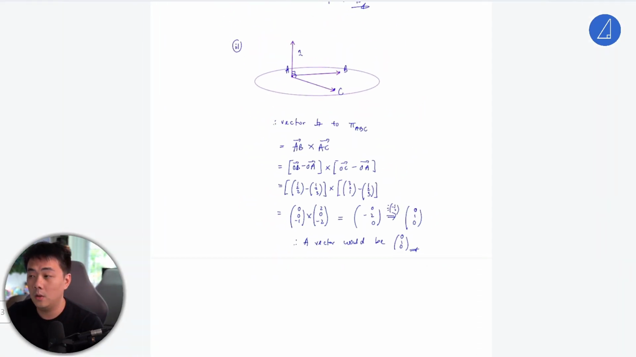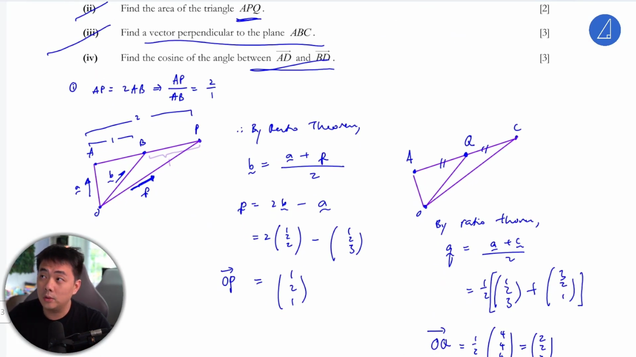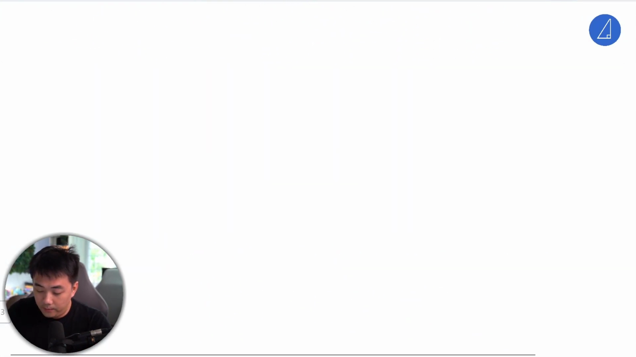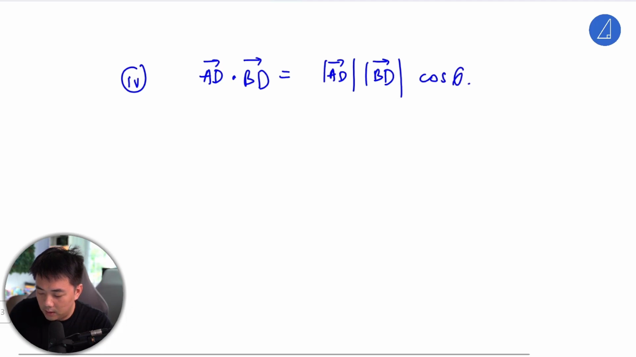Okay. Finding the cosine of the angle between AD and BD. So just use the dot product. In this case, do not find the acute angle, just find the cosine of the angle. So you just use the normal dot product without the modulus sign on both sides. So AD dot BD equals mod AD mod BD cosine theta. Let the angle between AD and BD be theta.